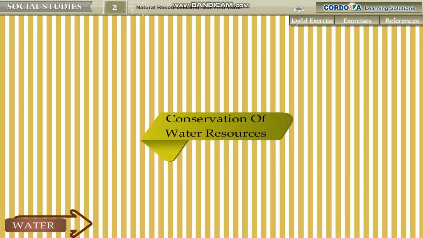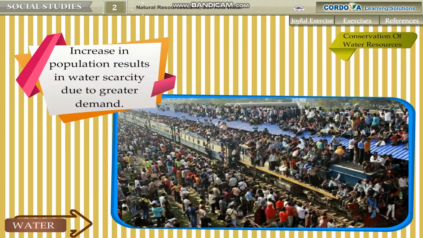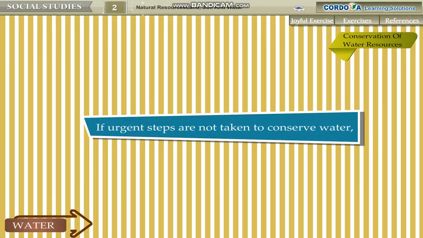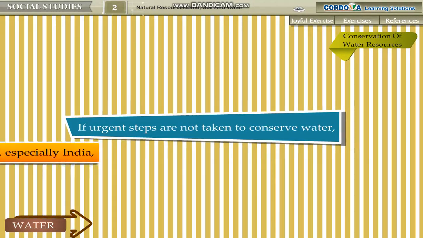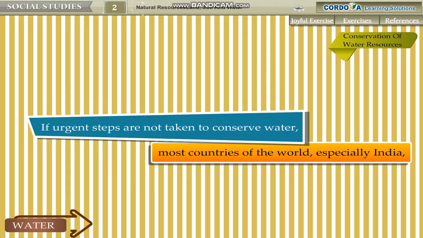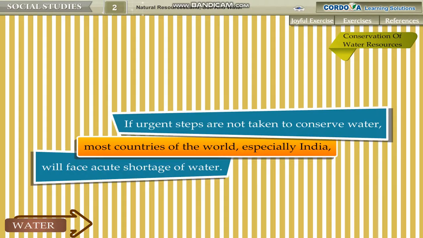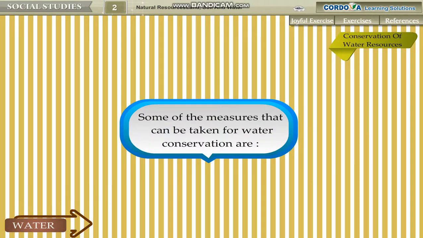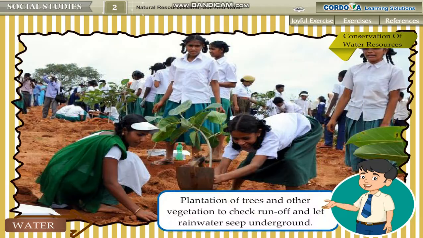Conservation of water resources. Increase in population results in water scarcity due to greater demand. If urgent steps are not taken to conserve water, most countries of the world, especially India, will face acute shortage of water. Some of the measures that can be taken for water conservation are plantation of trees and other vegetation to check runoff and let rainwater seep underground.